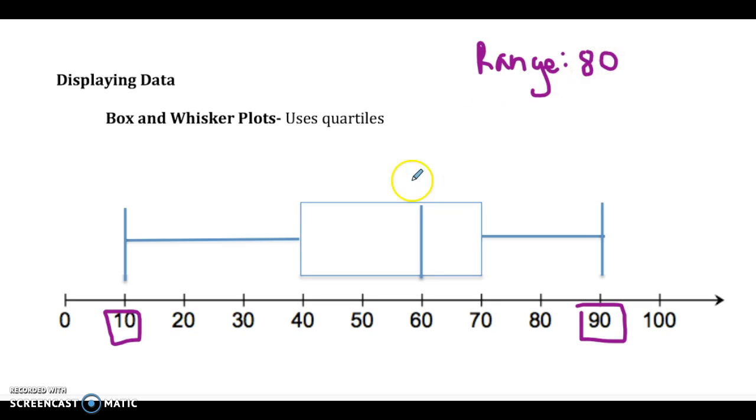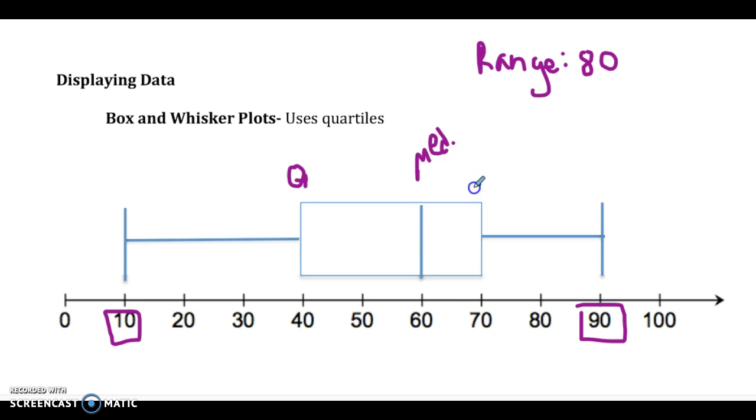So then we look at our Q1. So right here at the edge of this box is the Q1. Okay, and that is the middle of the bottom 50% of data. That's a Q1 there, okay? So that's the middle of the bottom 50% of data. And then we have our Q2, which is our median, okay? So that's the middle data. So our median here is going to be 60.